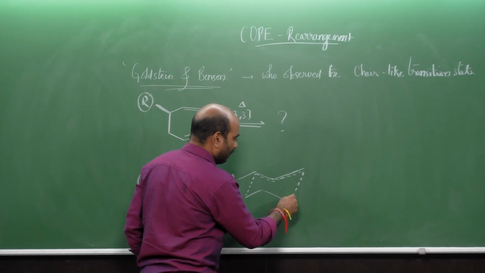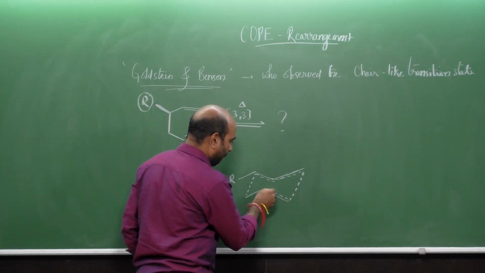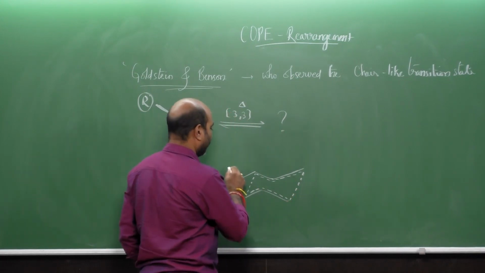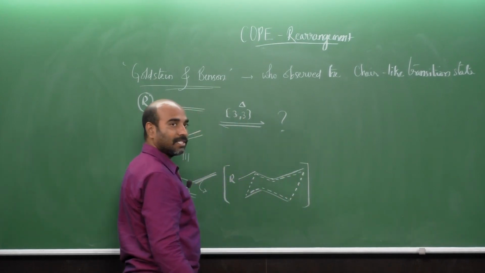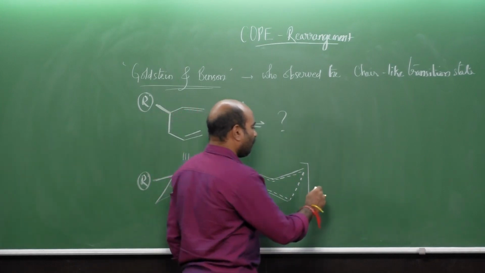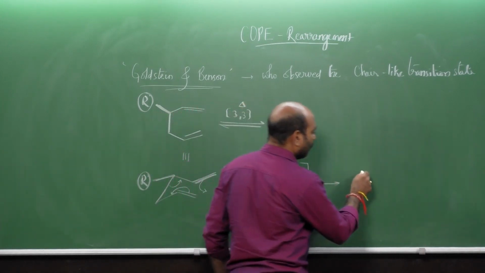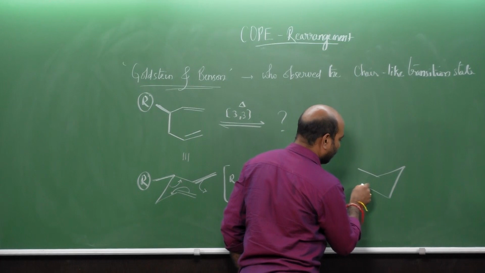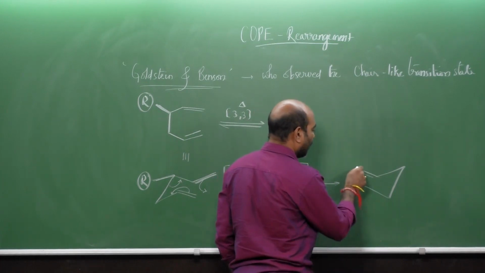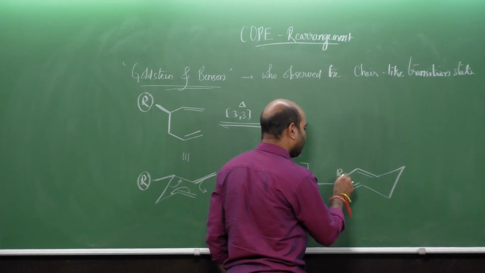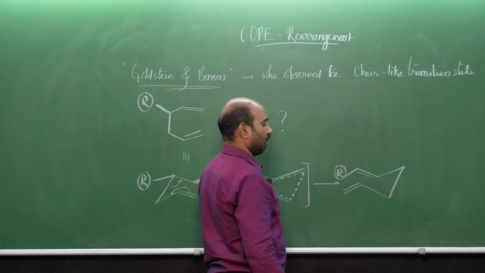A new sigma bond is being generated here. So we will get this cyclic transition state. So once the reaction is done, the product will be like this. The double bonds are now seen here, and then the R group is still in this position.